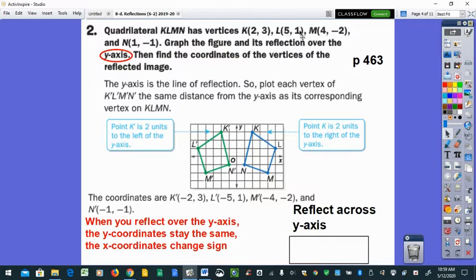So we are going to keep the y the same and change the x, so (-5, 1). We're going to keep the y the same and change the x, so (-4, -2). We're going to keep the y the same and change the x. And if you plotted these 4 points, you would see the K prime, L prime, M prime, N prime would have reflected across the y.